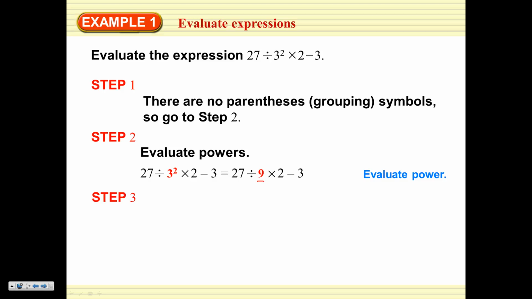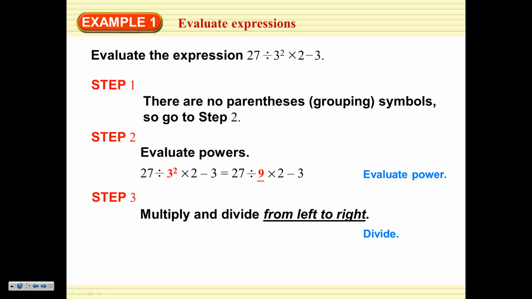For step 3, multiply and divide from left to right. Okay, so notice that division comes first. Just because multiply comes first in PEMDAS does not mean we multiply everything first automatically. Since division comes first, we're going to do that first. So 27 divided by 9 equals 3. Notice the times 2 and minus 3 is rewritten. It's just rewritten right over here exactly as it was in the original problem.